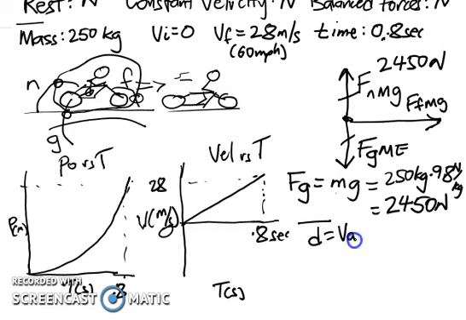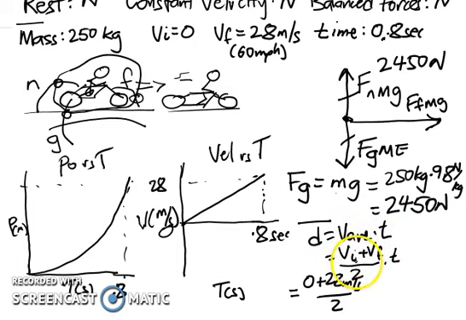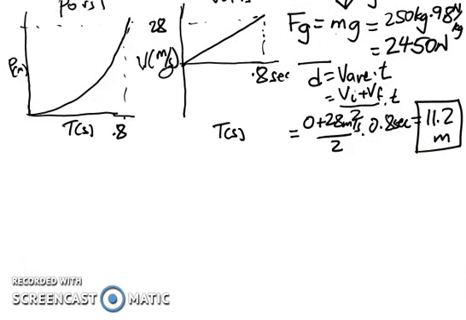We know it's average velocity times time. Let's do the math. So my average velocity is my initial velocity 0 plus my final velocity 28 meters per second divided by 2, times time. Let's see what that works out to be. My time is only 0.8 seconds. Times 0.8 seconds, and I get something like 11.2 meters is all it took to get to 60 miles an hour. Let's go ahead and answer our additional question.